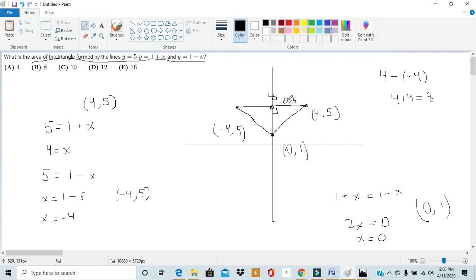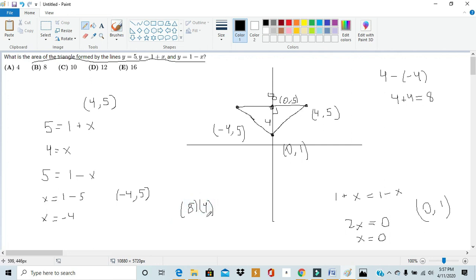Now, to find the distance, these both have the same x component, so we merely just need to subtract 5 minus 1. Now 5 minus 1 is just 4. So we have the height of the triangle and we have the base of the triangle. Base is 8, height is 4.